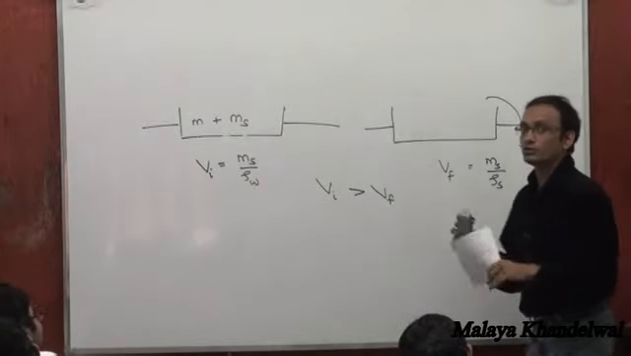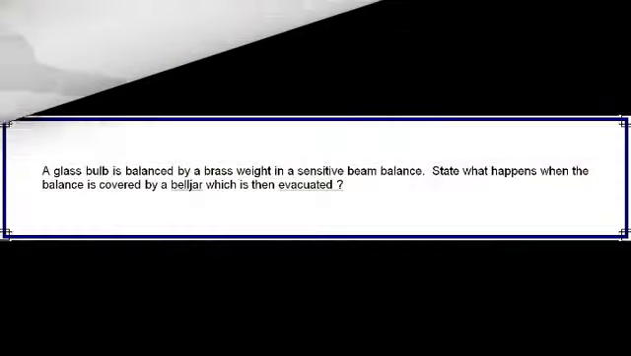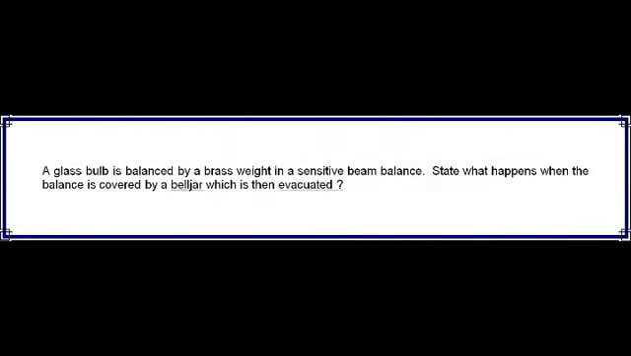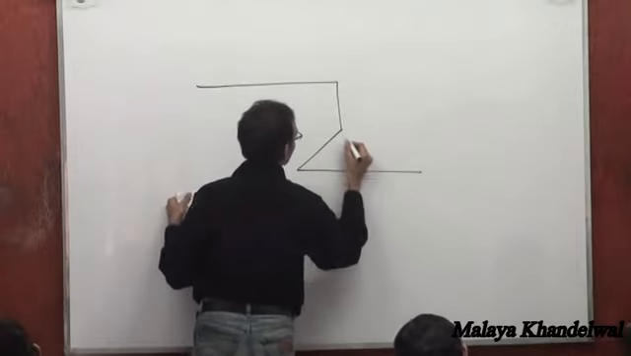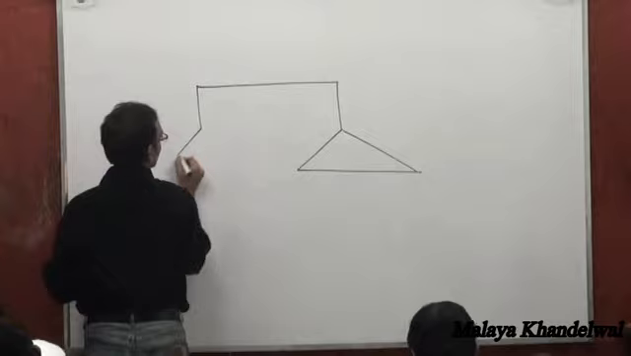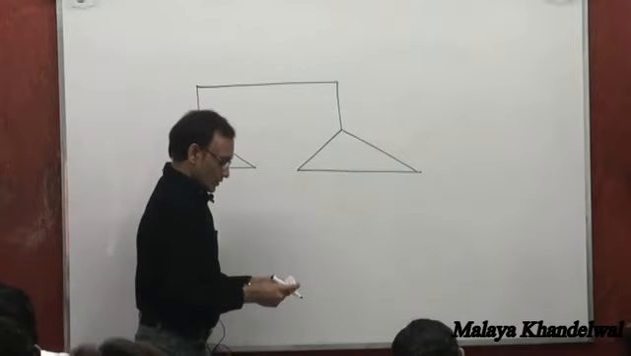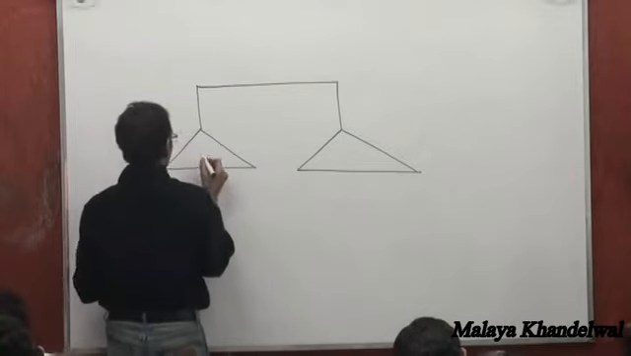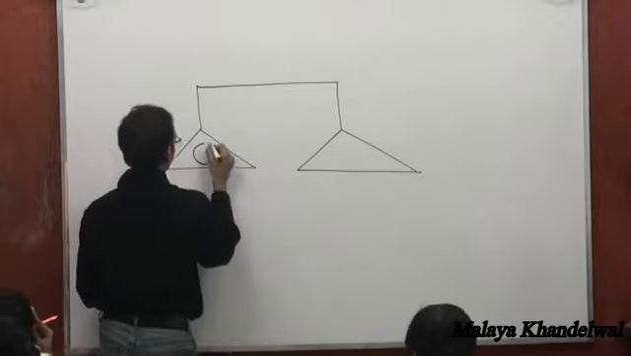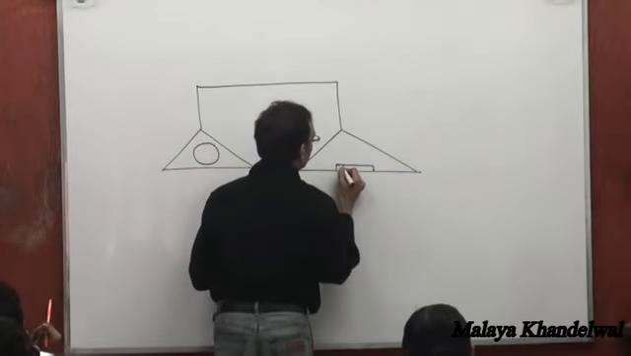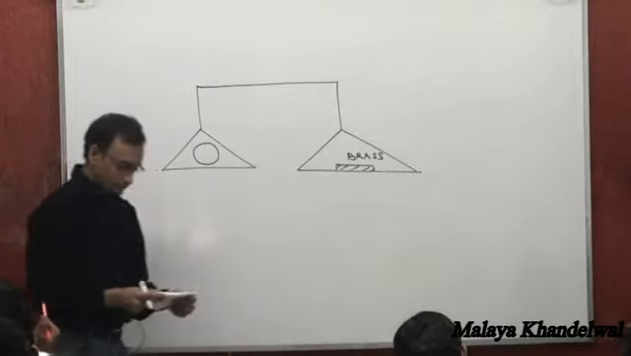If you displace more water, the level will be higher. If you displace less water, the level will be lower. There is a sensitive balance. There is a glass bulb in one pan, and it's balanced by a brass weight in the other one.